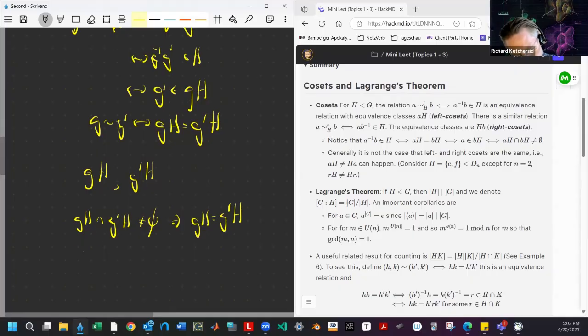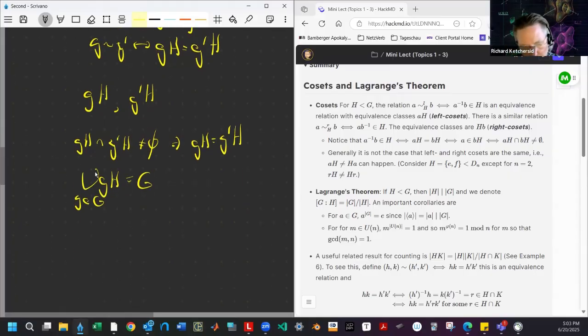Yeah, what else? So we know that the union of all the gH is all of G. And one thing we know is that the size of gH is actually equal to the size of H. So let's see why that's true.